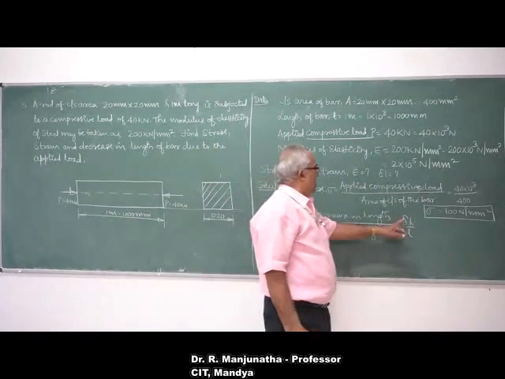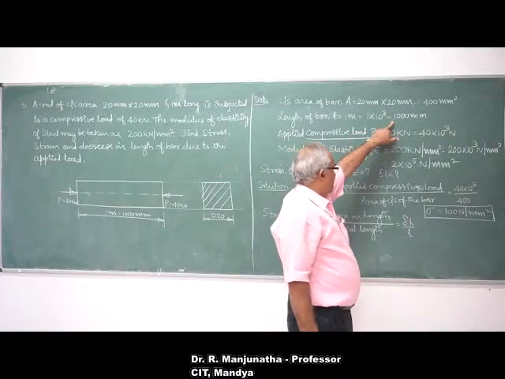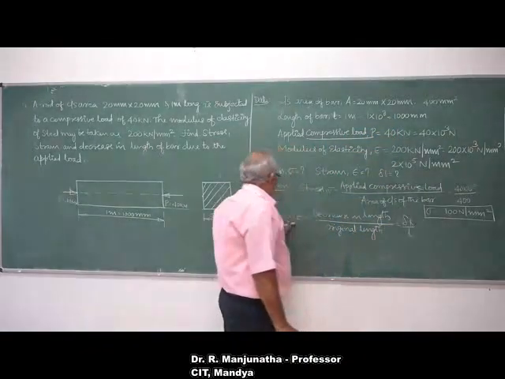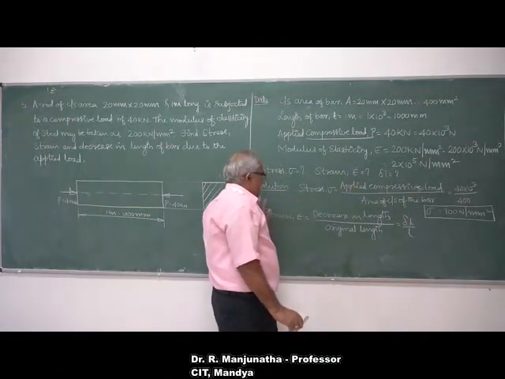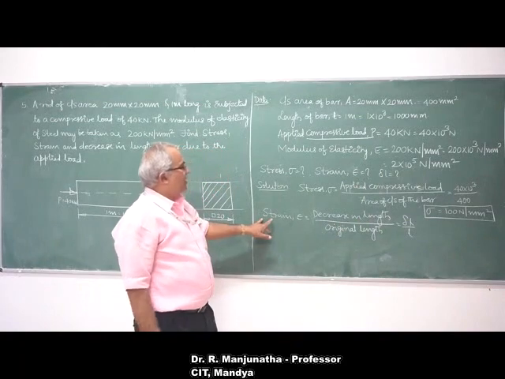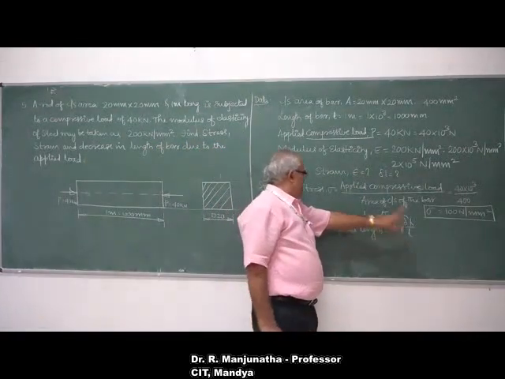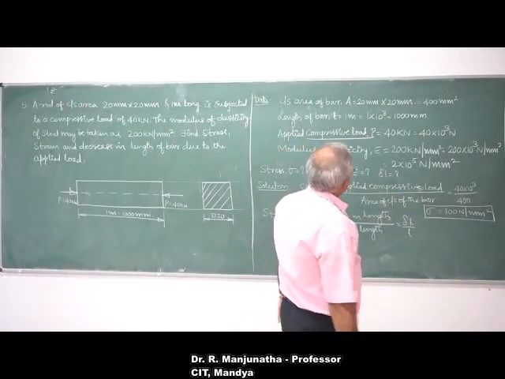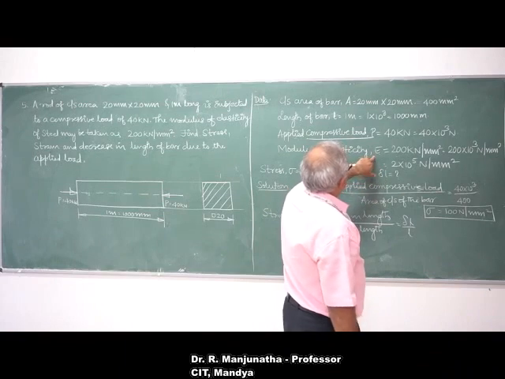In this problem we need to find the value of delta L, and the length of the bar is known. The length of the bar is 1000 mm. But the strain we don't know, because the strain also needs to be found out. So in this equation we cannot apply the condition right now, because we have two unknowns: one is strain and the other is the decrease in length. So we need to find the strain. But we know the Young's modulus.